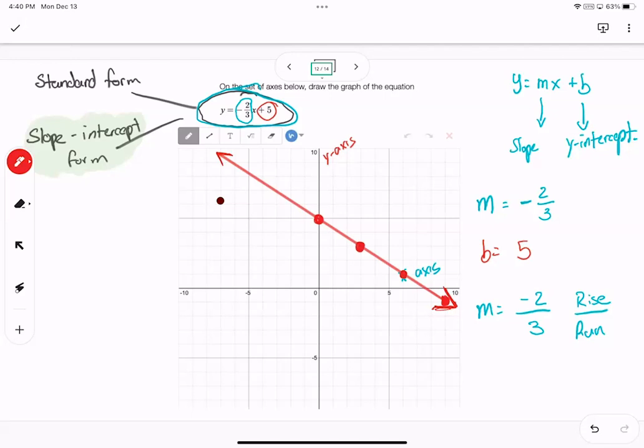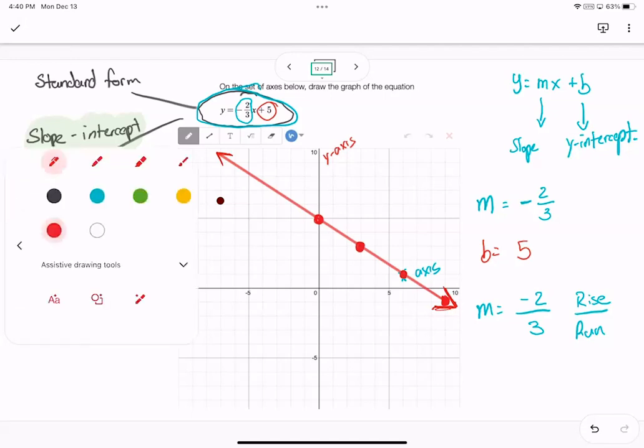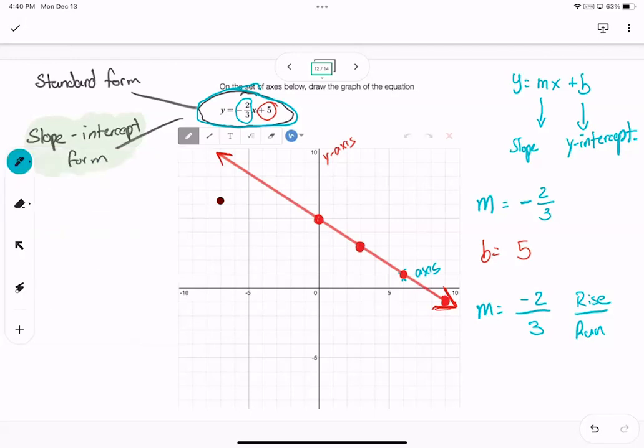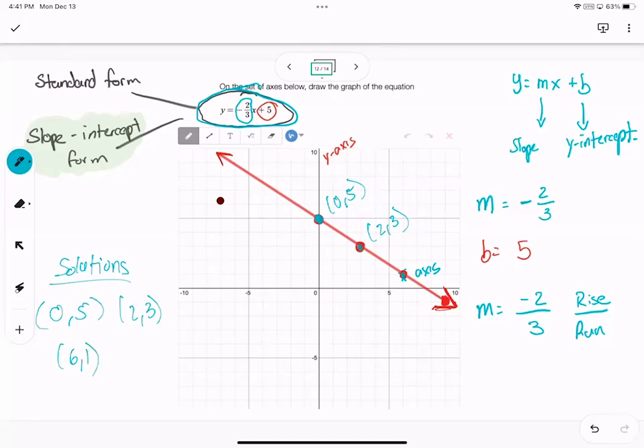So something I want to point out is that if we look at any of these points, any of the points here are solutions. So if we look here, this is 0, 5. So possible solutions: we have 0, 5 because it's on the line. We have 2, 3 as a solution. It's on the line. We have 6, 1 because it's on the line. These are all these points I'm talking about. Now, if it's not on the line, it's not a solution.